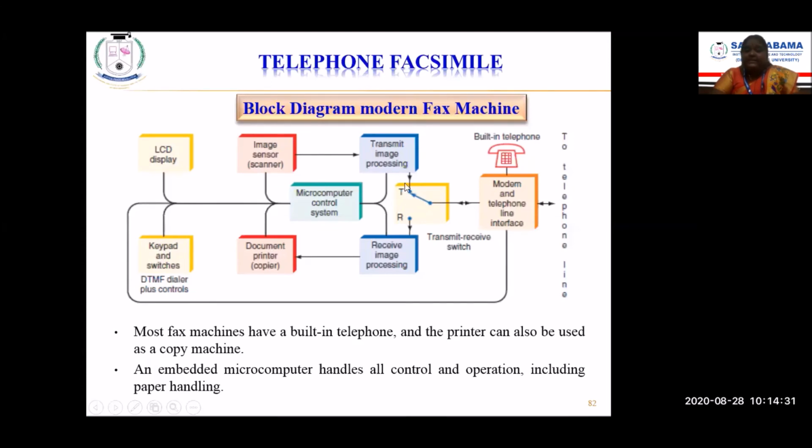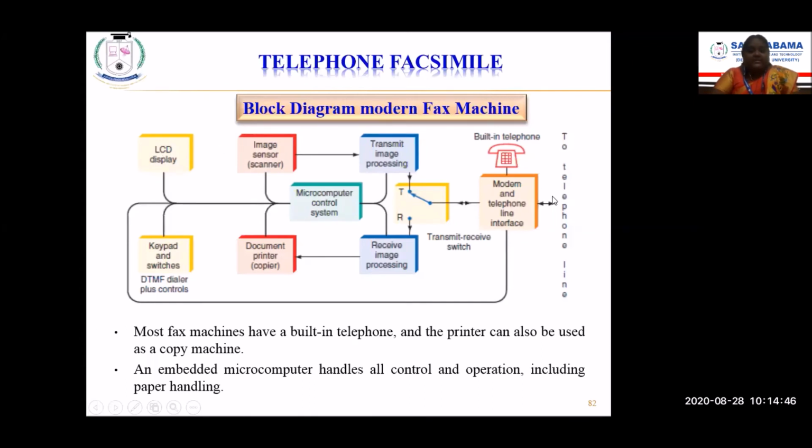So the switch will be connected to the transmitting image processing unit and through the telephone line. So there will be a modem here, and that is connected to the particular telephone line that will be transmitting. So that is in case of the transmission process.